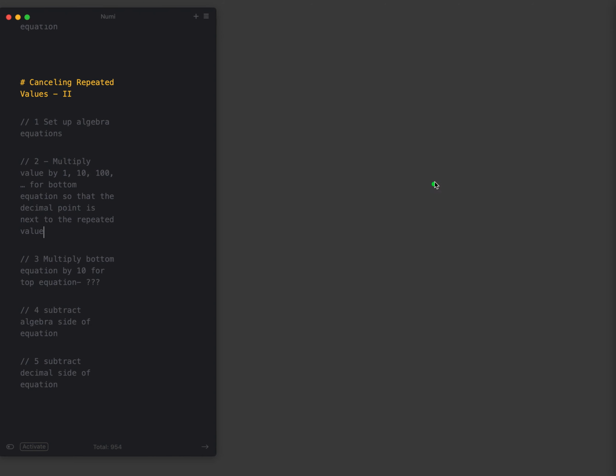So the first example we're going to look at is 2.08, and the 8 is what repeats. So this number would look like 2.08888 forever and ever. And so how do we get rid of the decimal in this case? Same as last time, we set up the algebra equations. And so when I do that, I'm going to have x equals and x equals.